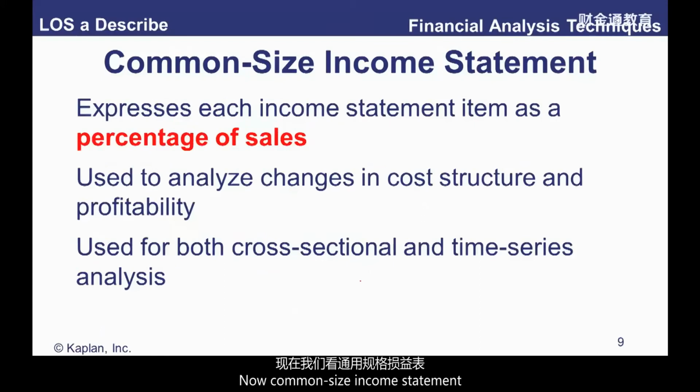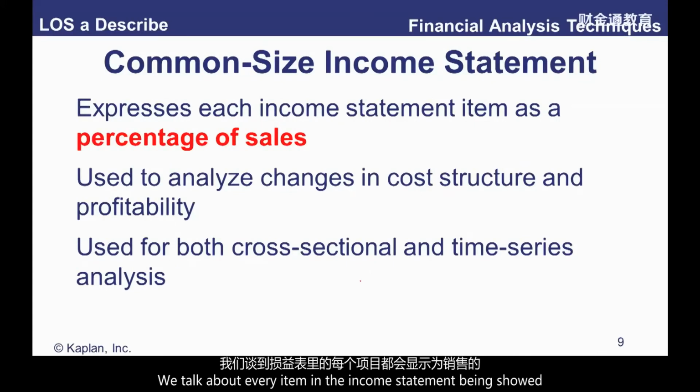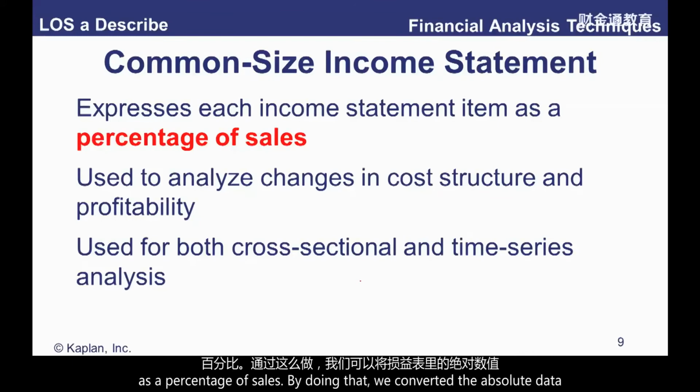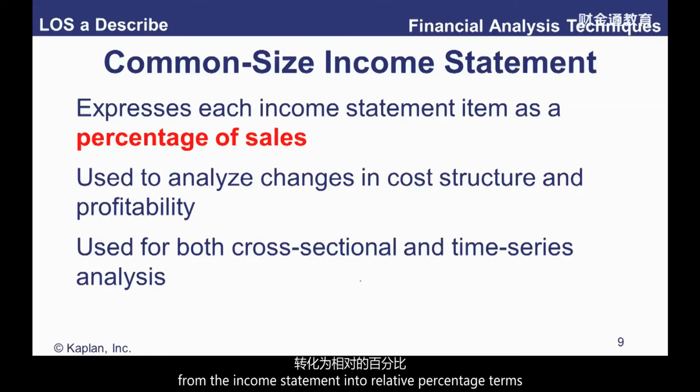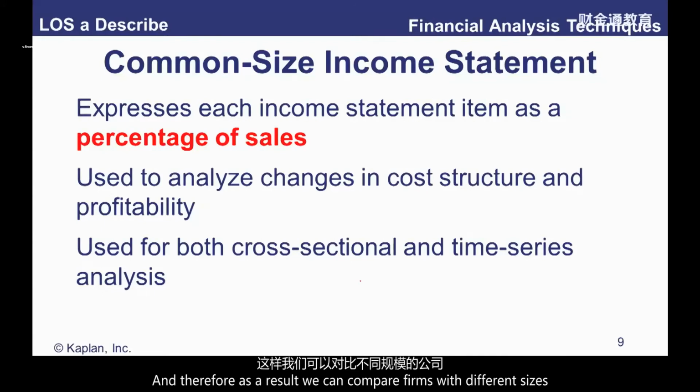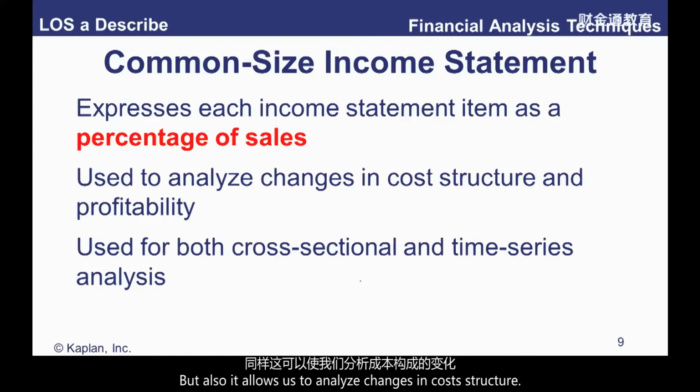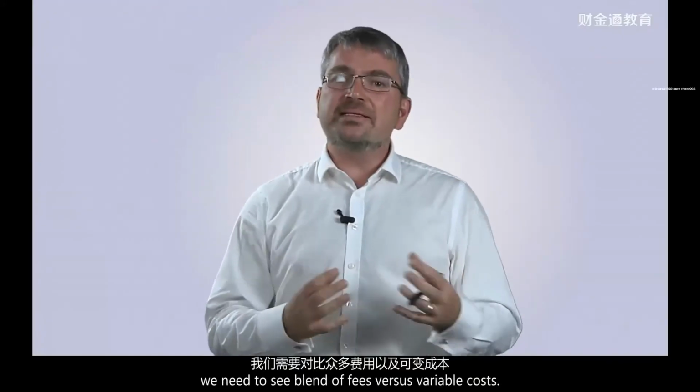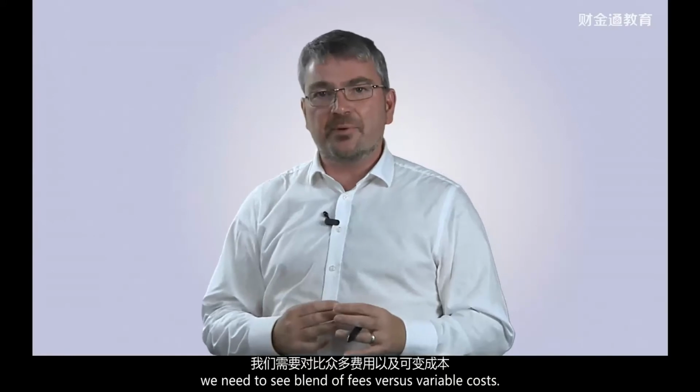Now, common size income statements, we've really described these already. We've talked about every item in the income statement being shown as a percentage of sales. By doing that, we convert the absolute data from the income statement into relative percentage terms, and as a result, we can compare firms of very differing sizes. But also it allows us to analyze changes in cost structure. In particular, what do we mean by cost structure? Often it's the blend of fixed versus variable costs.